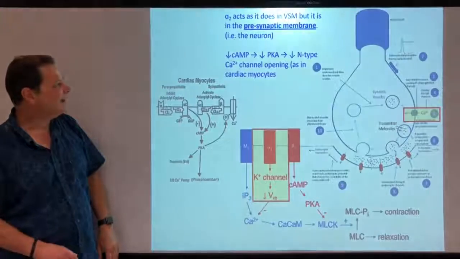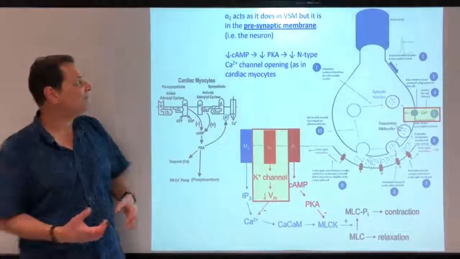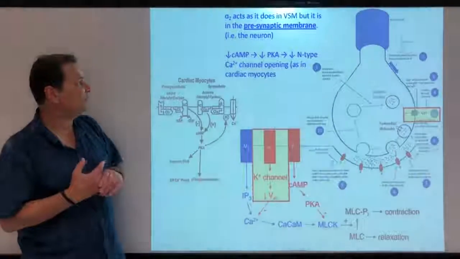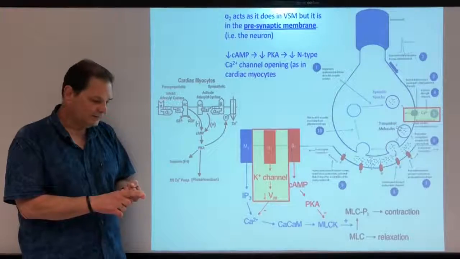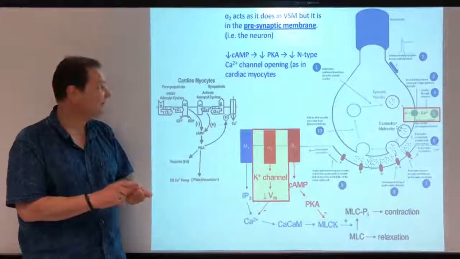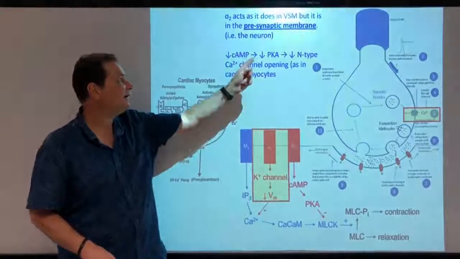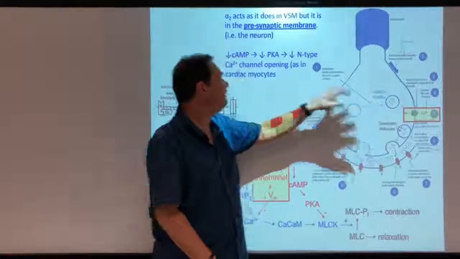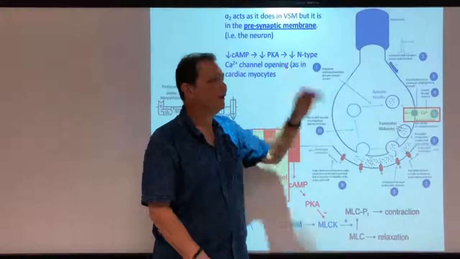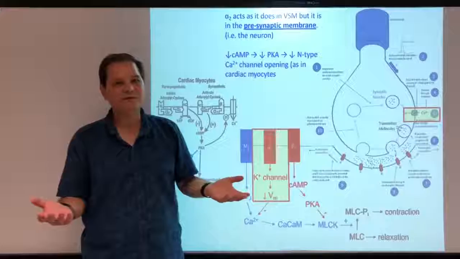So what it does, it acts just like it does in a vascular smooth muscle. Decreased adenylyl cyclase activity, decreased cyclic AMP, decreased PKA in the nerve. Decreased PKA in the nerve, well, now you ask yourself, what are the targets?